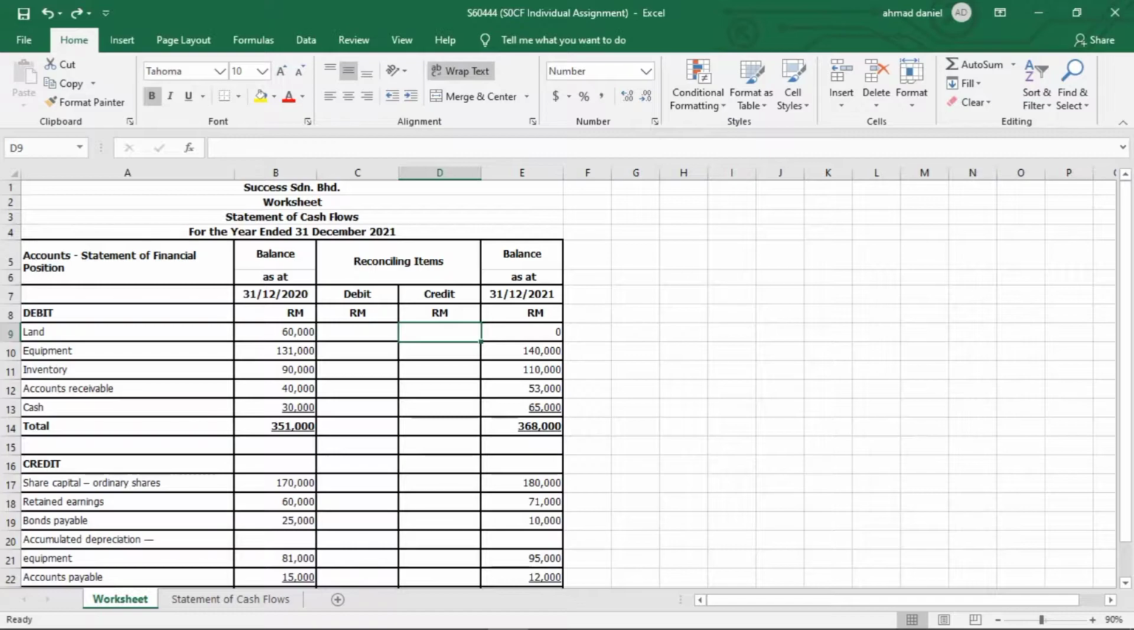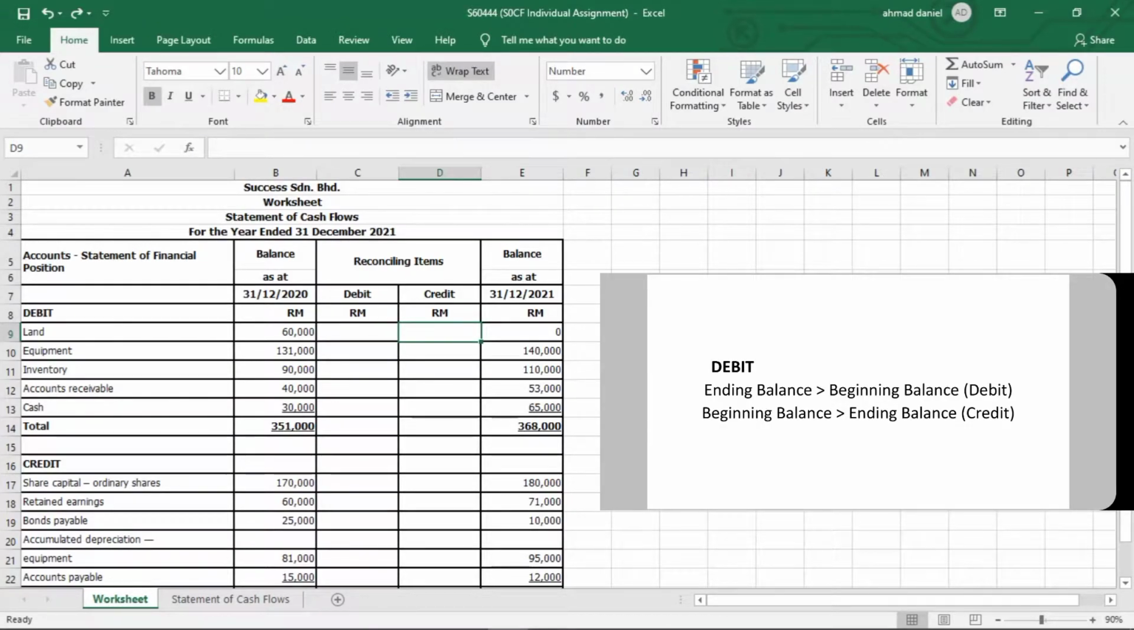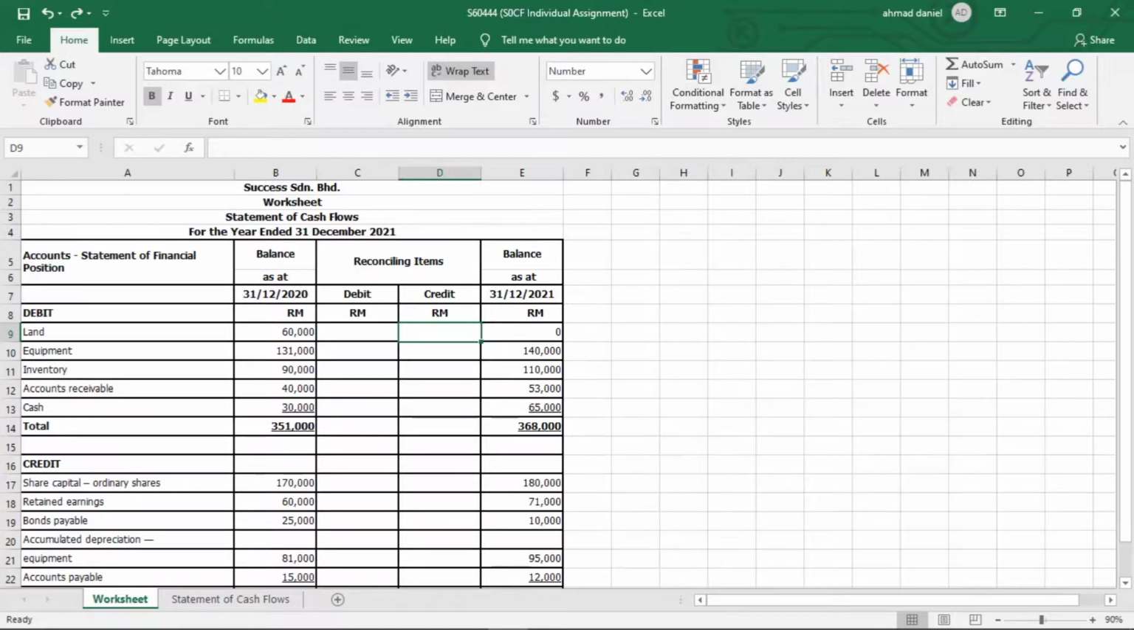For reconciling items, to identify the accounts that should be debited and credited, compare the amount of the beginning balance with the amount of the ending balance. On accounts in debit, if the ending balance is increased over the beginning balance, the difference will be placed on the debit side. Meanwhile, if the beginning balance is larger than the ending balance, the amount will be placed on the credit side. As you can see, land, the beginning balance is larger than the ending balance, so we put 60,000 at the credit side.